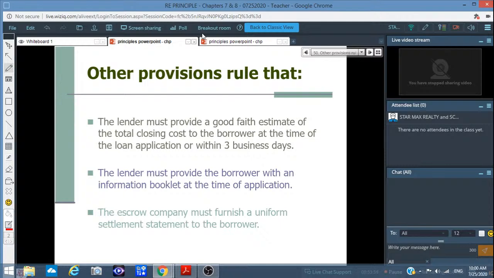Other provision rules, right? The lender must provide good faith estimate. OK，要给一个做贷款的一个 good faith estimate。现在我们讲的是 LE，now we call it loan estimate. Okay, of the total closing cost to the borrower at the time of loan application within 3 business days. 他递这个申请表上去3天之内，OK，他会给他一个清单了，OK，什么费用等等，OK。The lender must provide the borrower with the information booklet at the time of application. OK，也是给他一个小课本的资料。The escrow company must furnish a uniform settlement statement to the borrower.